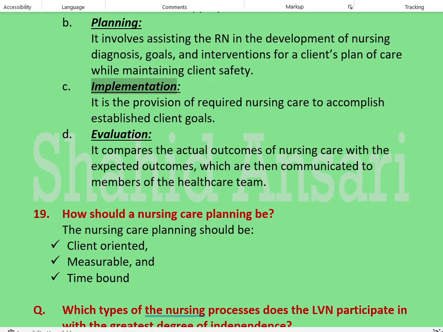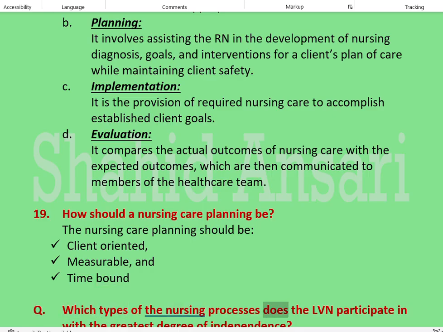C. Implementation. It is the provision of required nursing care to accomplish established client goals. D. Evaluation. It compares the actual outcomes of nursing care with the expected outcomes, which are then communicated to members of the healthcare team. 19. How should nursing care planning be? The nursing care planning should be client-oriented, measurable, and time-bound.